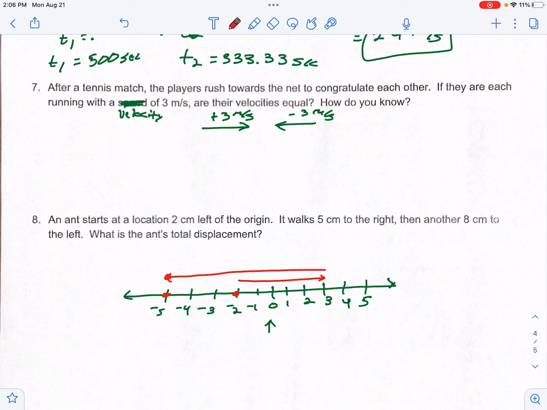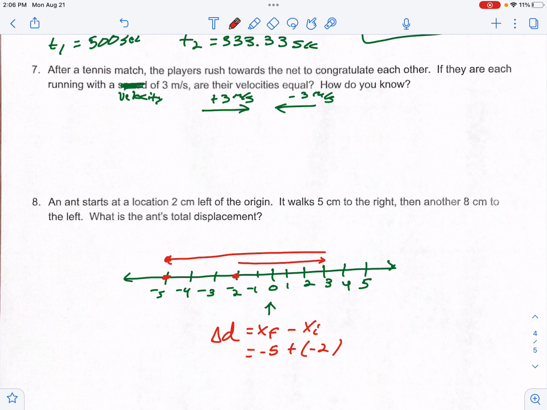So what is the ant's total displacement? So remember, displacement is your final position minus your initial position. Okay, so my final position was -5. My initial was -2. Okay, so -5 minus a -2, that becomes a positive. So -5 plus 2 gives me -3 centimeters. Now you could say 3 centimeters to the left, or -3 centimeters would work.